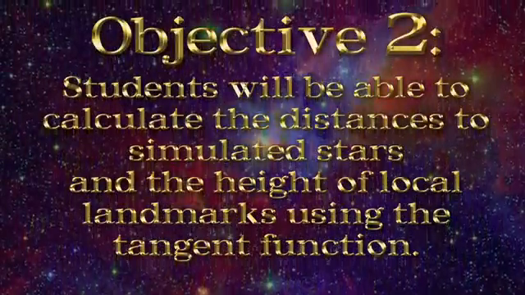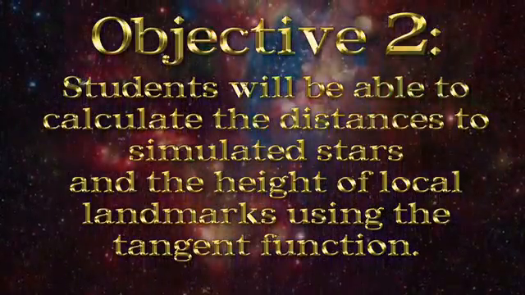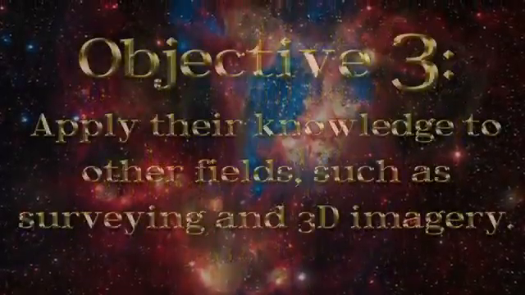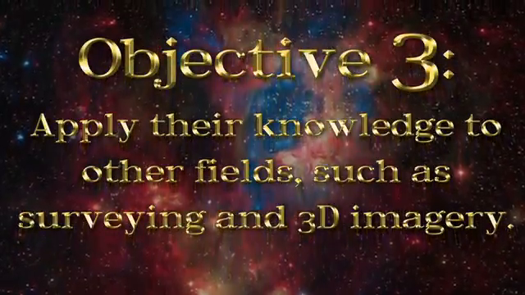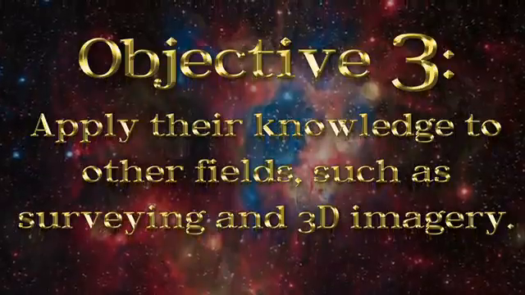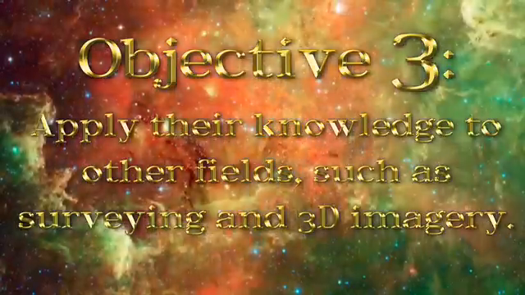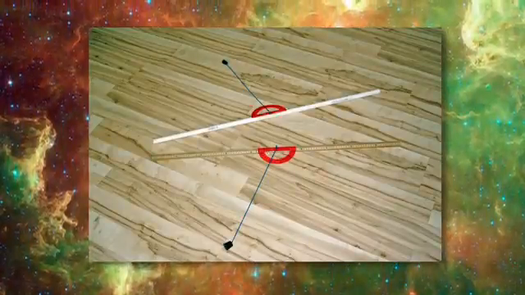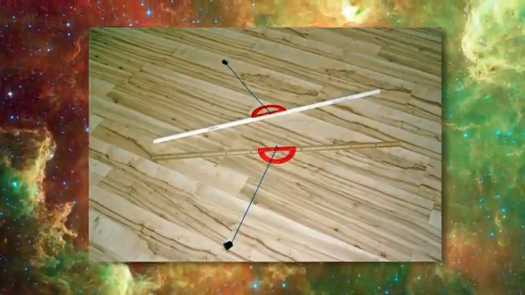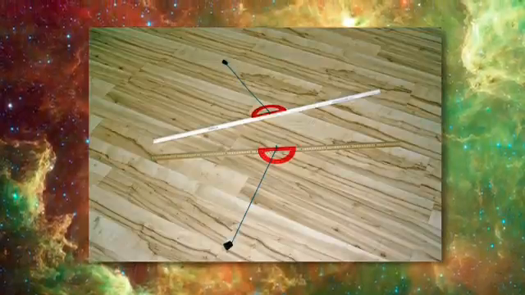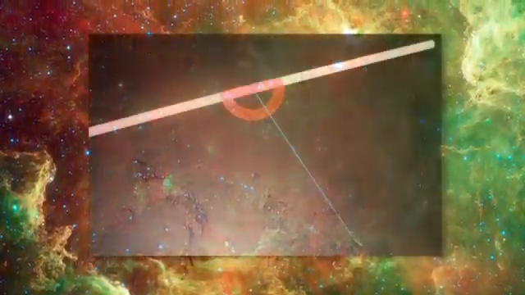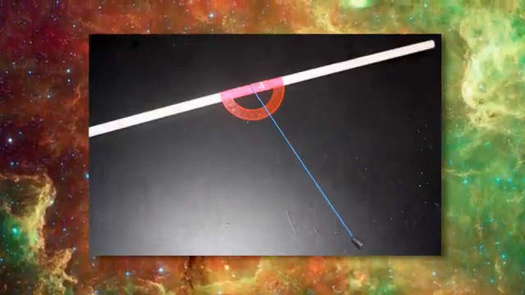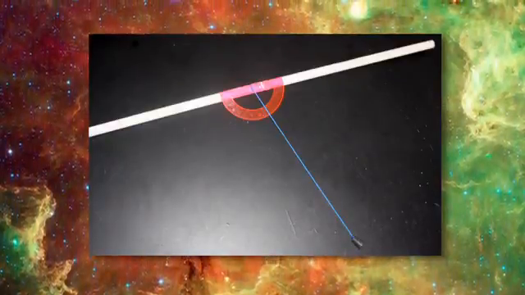They will be able to calculate the distance to simulated nearby stars and the height of local landmarks using the tangent function. They will also be able to apply their knowledge to such fields as surveying and 3D imagery. To construct this quadrant for doing your measurements, you'll need a length of PVC pipe 1 meter long or a wooden meter stick. You'll also need a protractor, a length of string or yarn, and then some sort of weight like this 1-hole rubber stopper, and then of course some tape to put it all together.